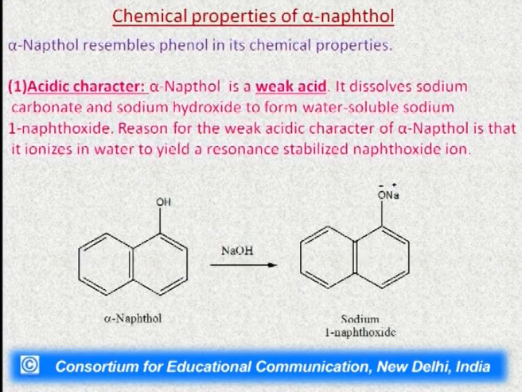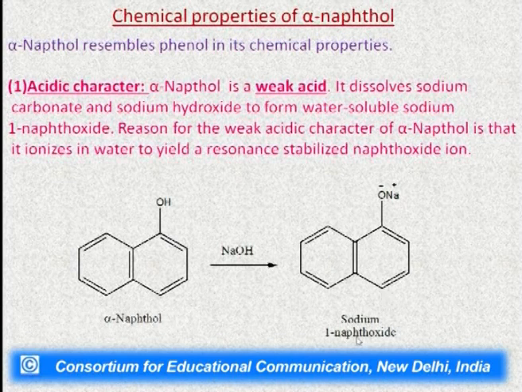Now comes the chemical properties of alpha naphthol. Alpha naphthol resembles phenol in its chemical properties. It is a hydroxy derivative of naphthalene, as the hydroxy derivative of benzene is called phenol. So like phenol, it is also acidic in nature. It is a weak acid. It dissolves in sodium carbonate and sodium hydroxide to form water soluble sodium alpha naphthoxide.